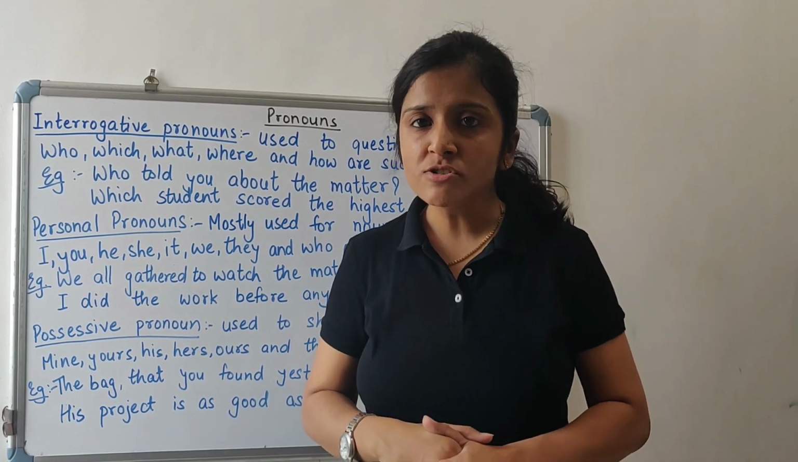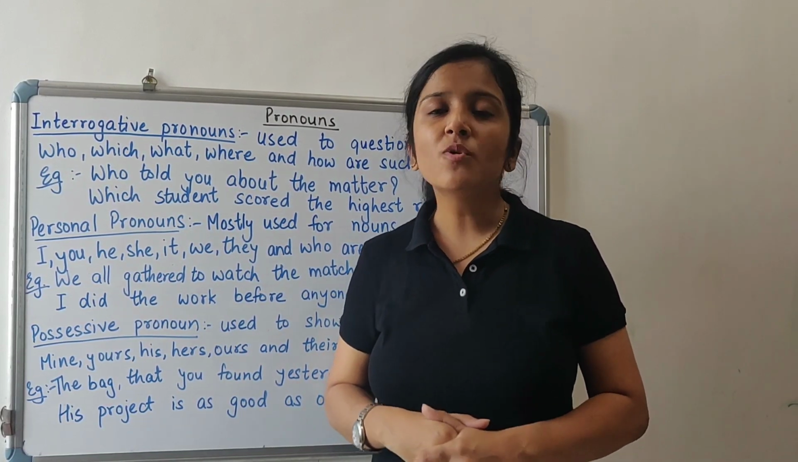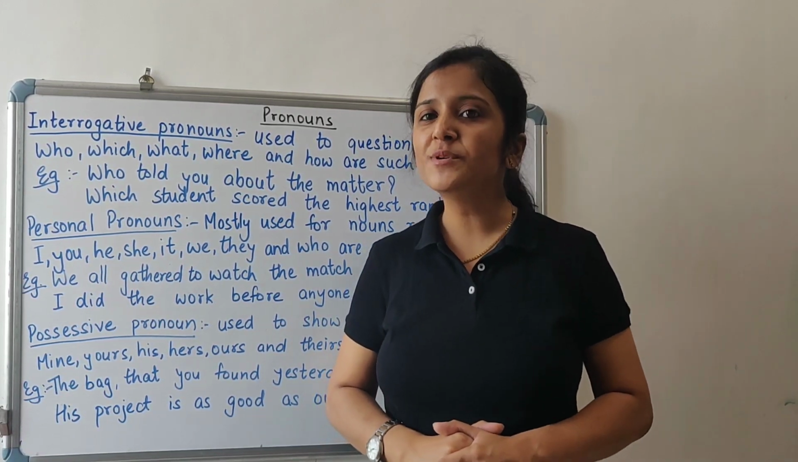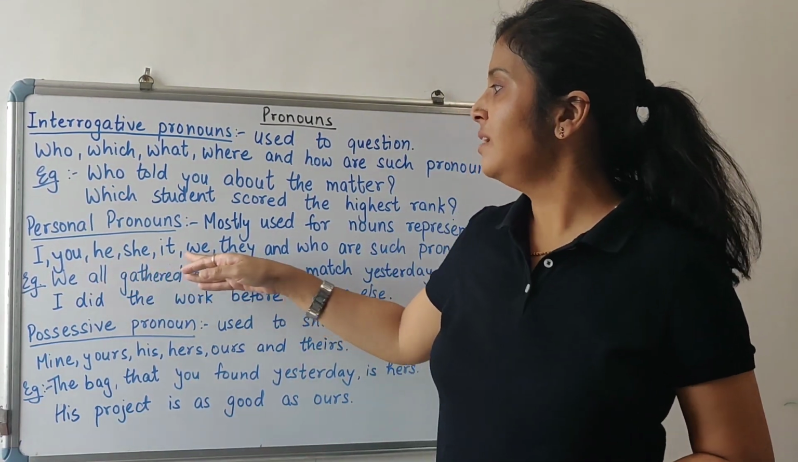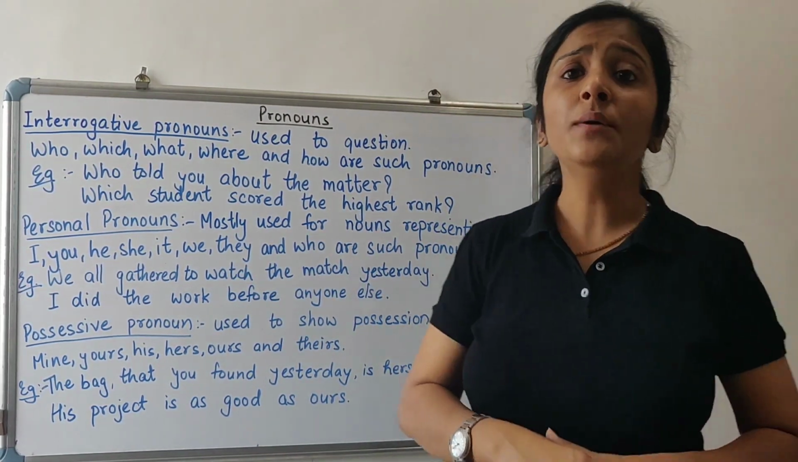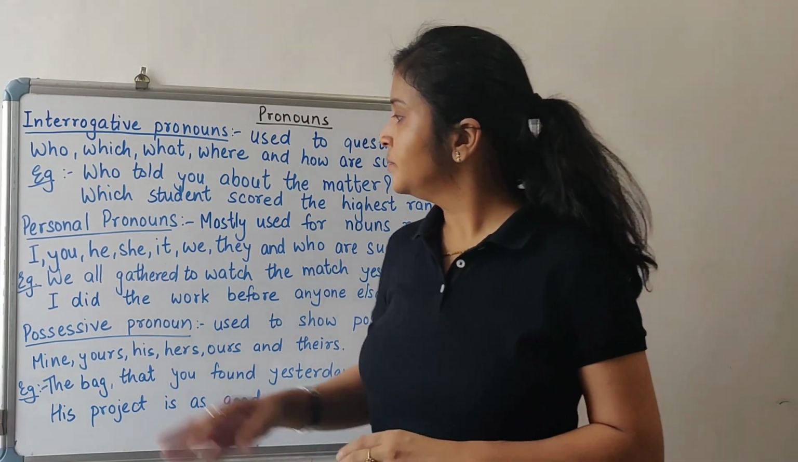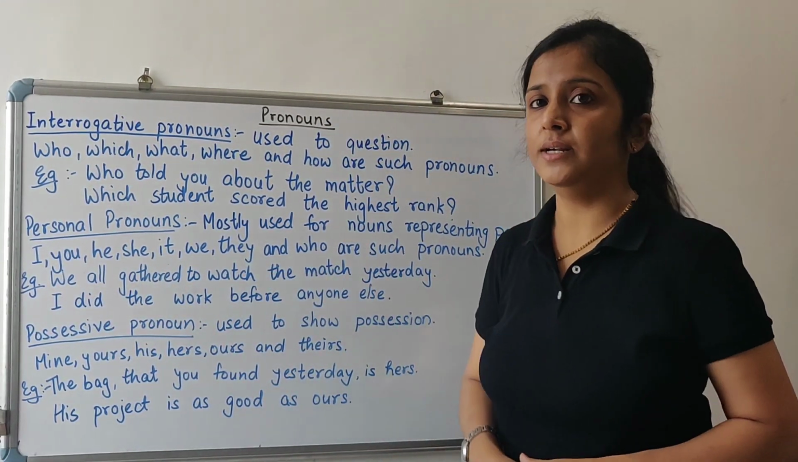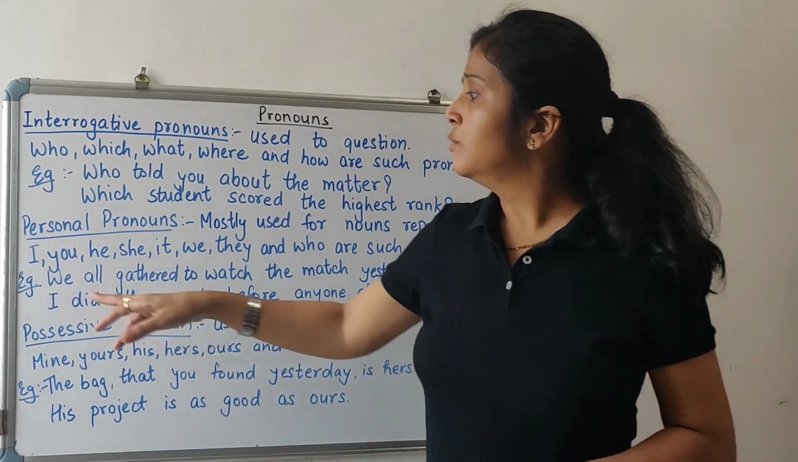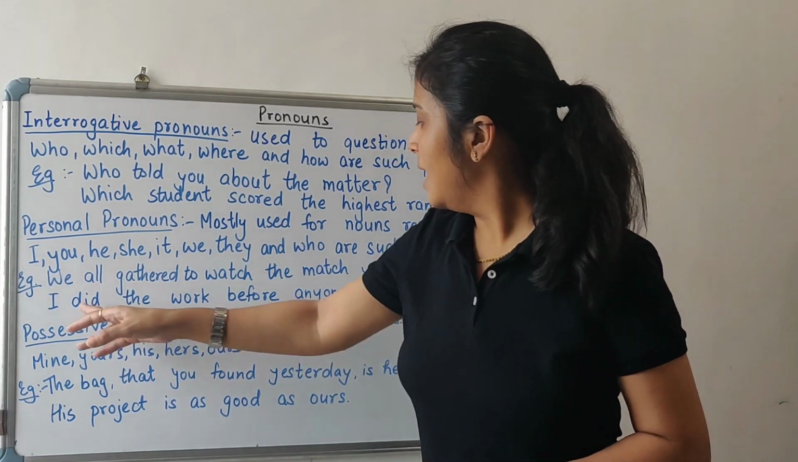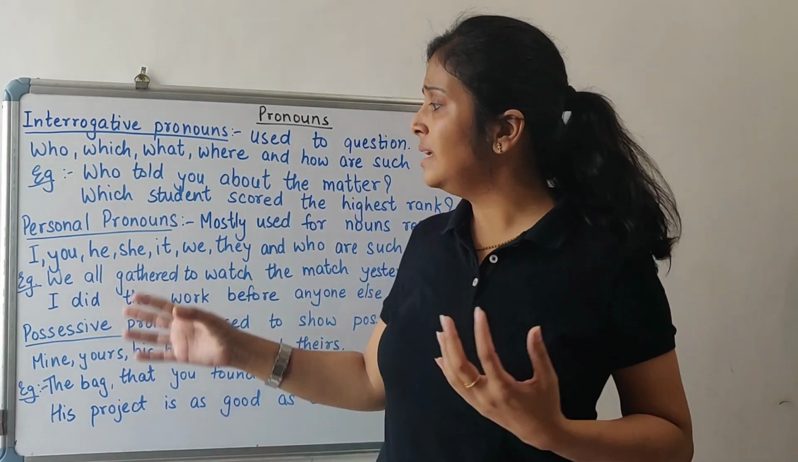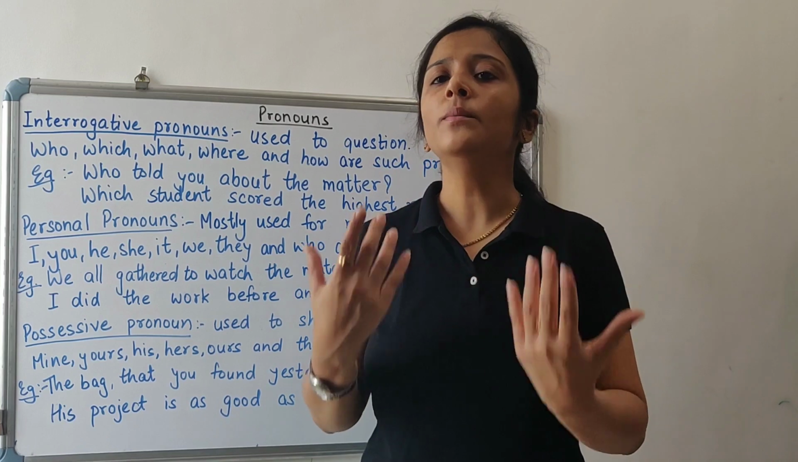Let's take the next one, that is personal pronoun. What are personal pronouns? It's quite easy, guys. The pronouns that you have been learning since your childhood are personal pronouns. Those pronouns are I, you, he, she, it, we, they and who. These pronouns are mostly used for nouns representing people. Let's see. We all gathered to watch the match yesterday. I did the work before anyone else. Here we is the pronoun and I is the pronoun, right? I represents me only and we represents a group of people including me.